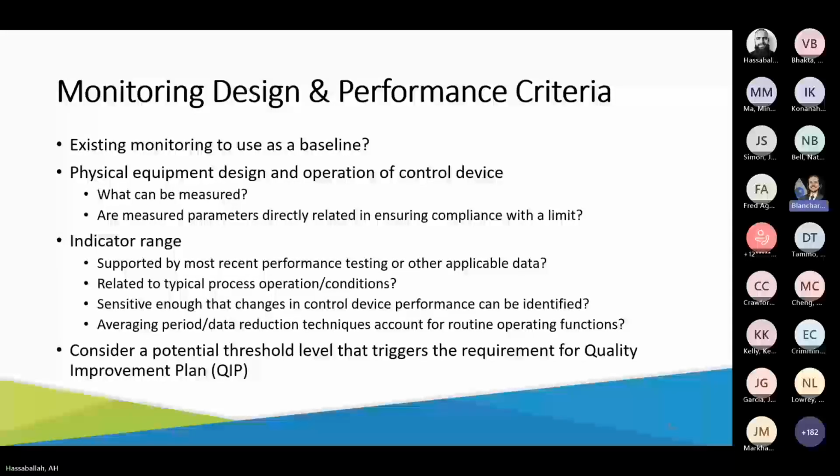With regards to the indicator range, are these supported by the most recent performance testing or other applicable data? What is it supported by to begin with? Where are the values coming from? Are they related to a typical process, operation, and conditions, or something other? Is it sensitive enough, again, that changes in control device performance can be identified by the measuring instrument? Do the averaging period and data reduction techniques account for routine operating functions?